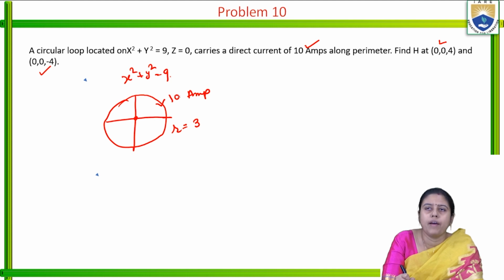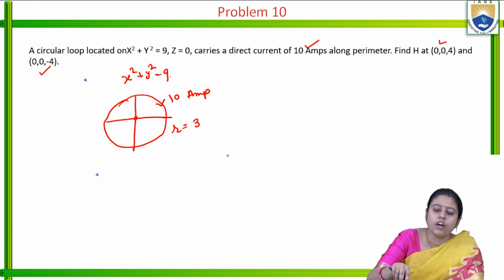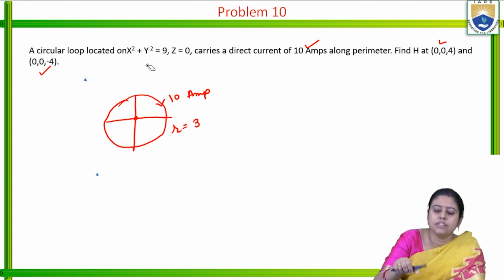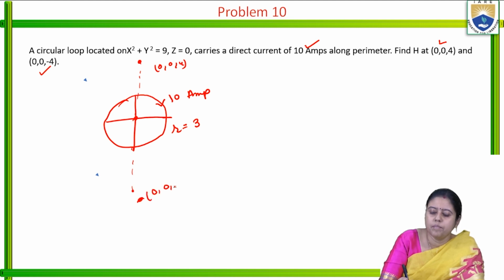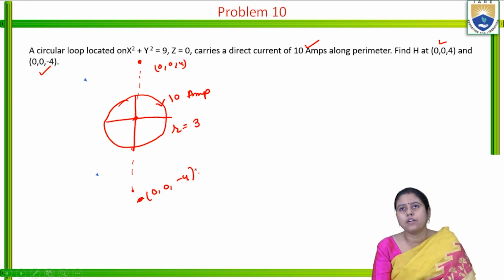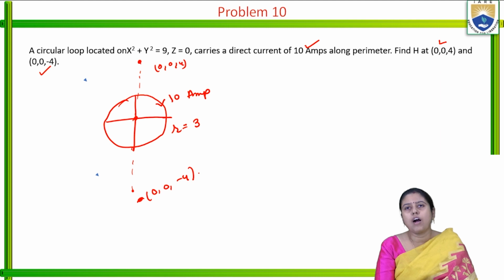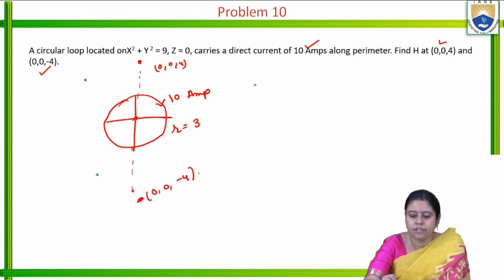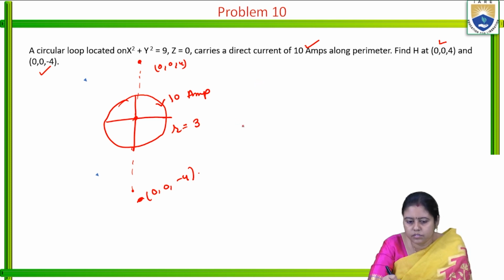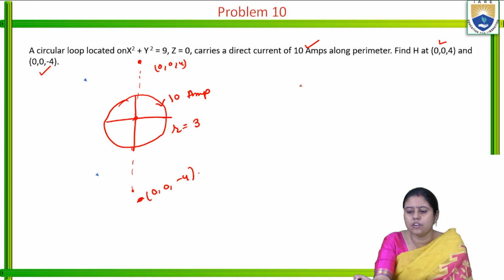We have to calculate the value of H at (0, 0, 4), which means on the Z axis, and at (0, 0, -4). So we have to calculate the two values. So how to get the value? We can solve this problem by the formula. So H is at (0, 0, 4) and (0, 0, -4).